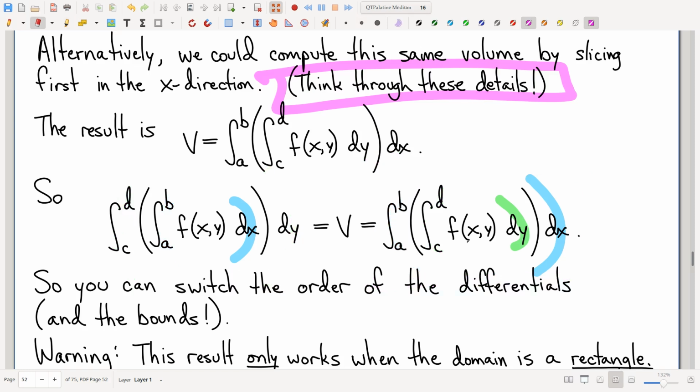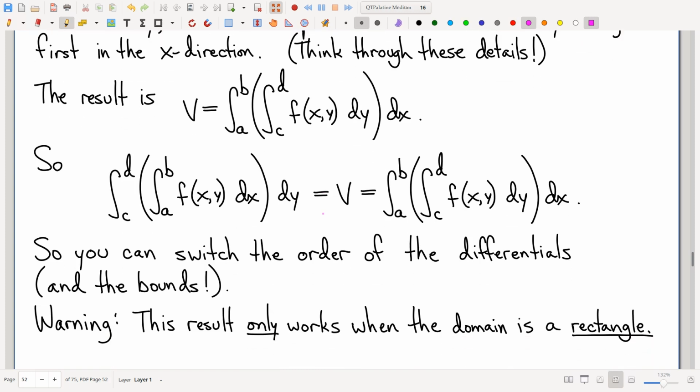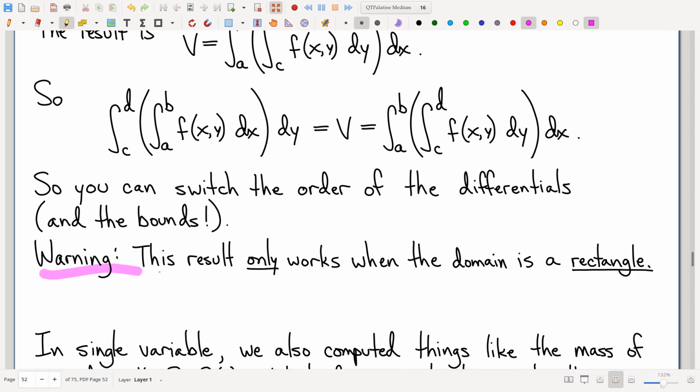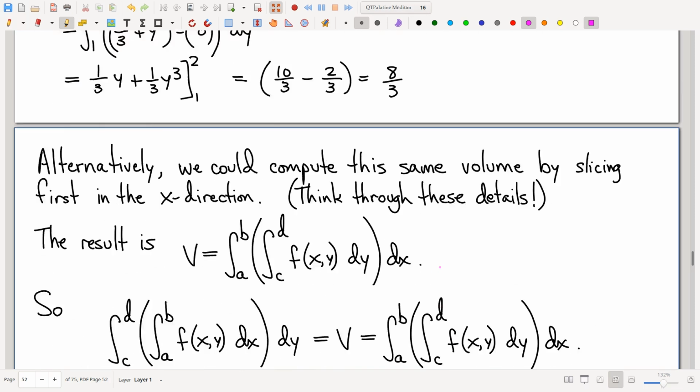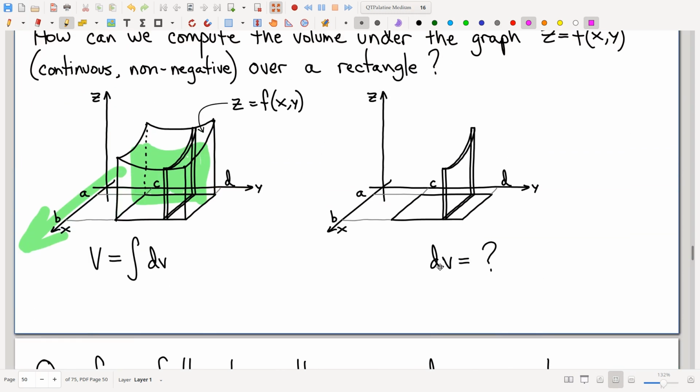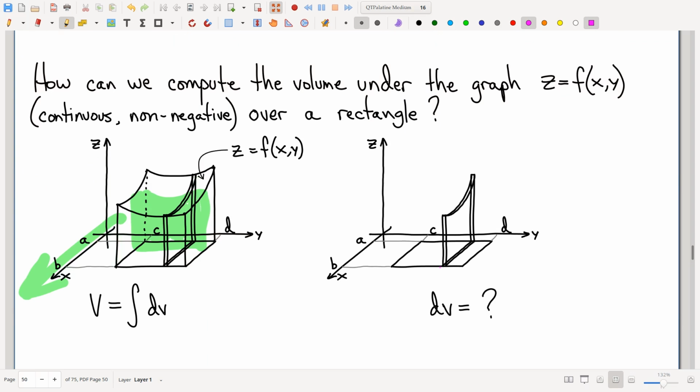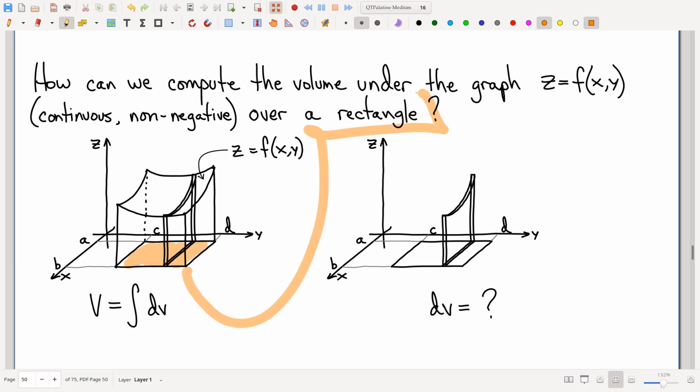Okay. Oh yeah, and then I have a warning here. This is going to be a mysterious warning for the moment. I say this only works if the domain is a rectangle, and you might reasonably complain. That was the whole question. The whole question here was, how do we compute the volume under a graph sitting over a rectangle, right? So what do you mean this only works when you're looking at a rectangle?